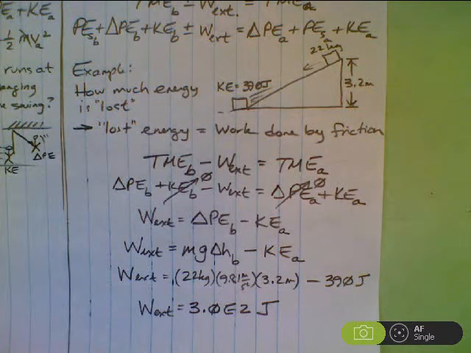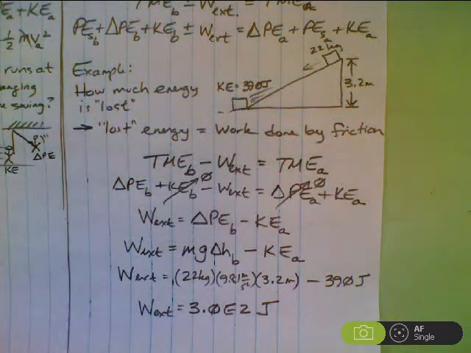So we're going to take a look at an example here. We've got an inclined plane, a 22 kilogram block at the top of a 3.2 meter tall inclined plane. It slides down the inclined plane, and at the bottom it has a kinetic energy of 390 joules. So the question is, how much energy is lost? And when you see that term, lost energy really isn't lost. It's going to go to the work that's done by friction. So I have total mechanical energy before, and that's why I've put a minus sign there, because we have friction, and that's going to subtract energy from the system. So minus the work done by the external force is equal to the total mechanical energy after.